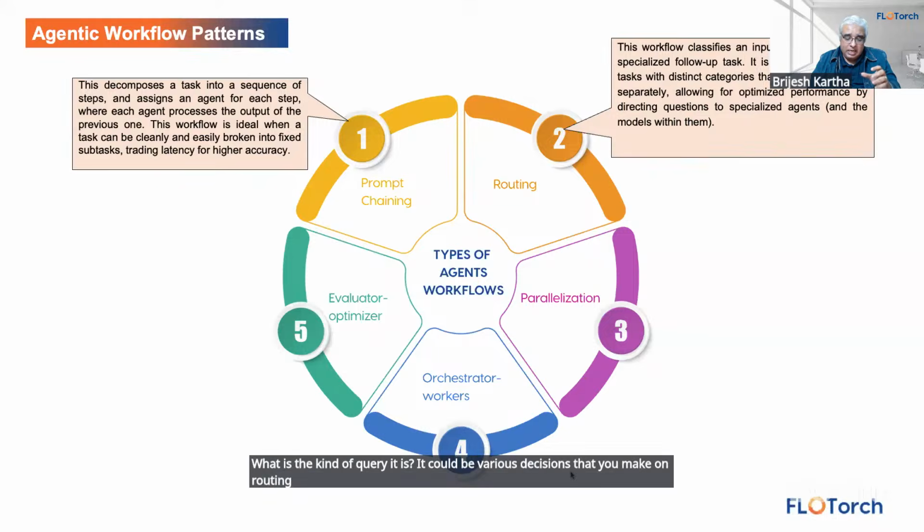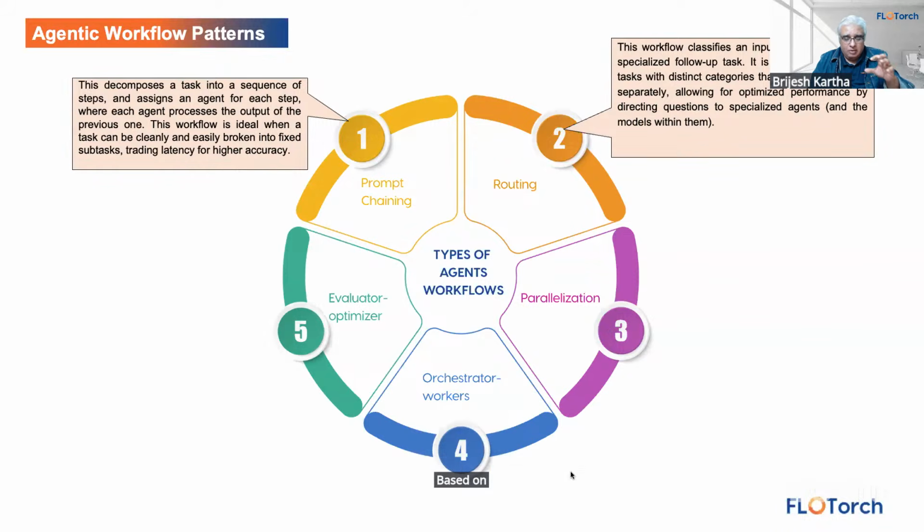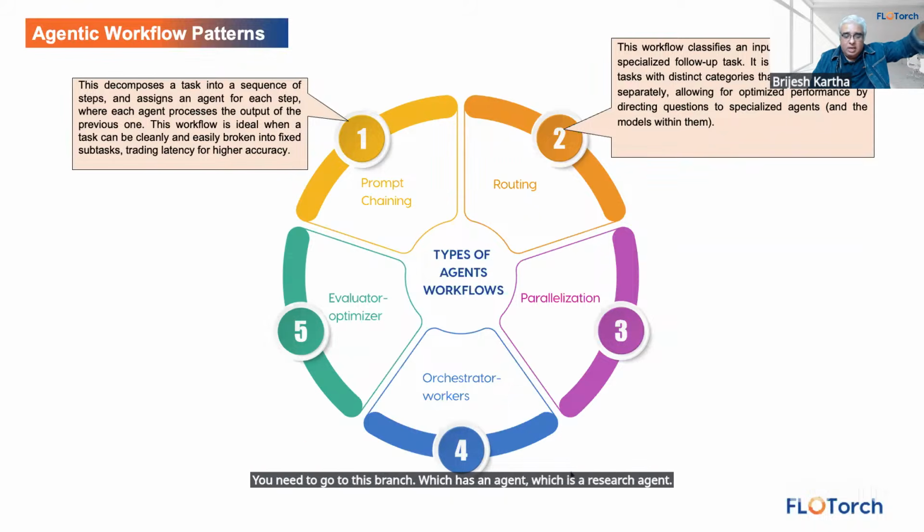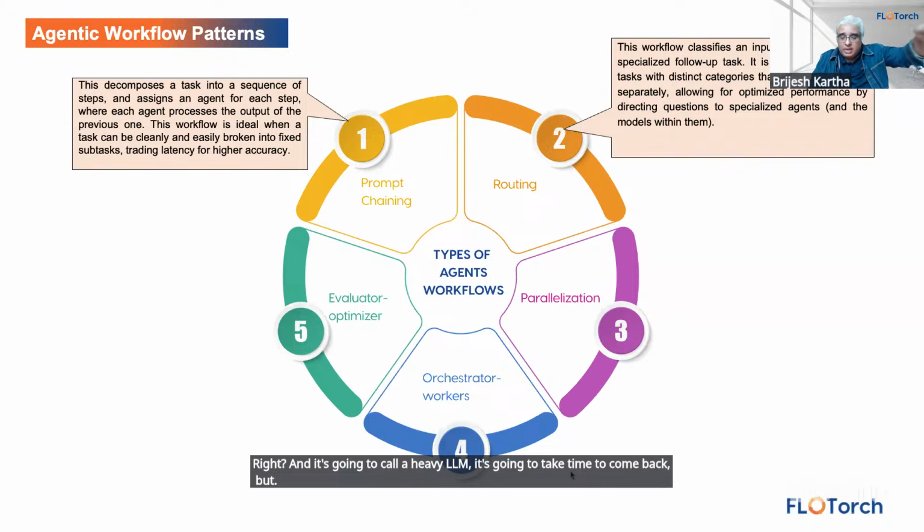Sometimes you may decide based on complexity. If the query is quite complex, it is asking a lot of questions and has words like think, reflect, and all of this in the query, then you might decide, okay, you need to go to this branch which has a research agent, right? And it's going to call a heavy LLM. It's going to take time to come back, but the query requires that.